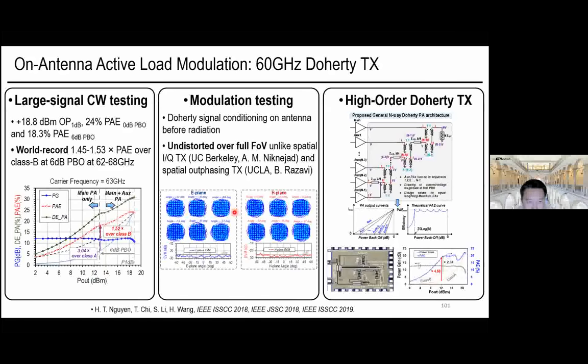It also supports very high speed modulation, and the modulation is undistorted over a wide field of view because everything is combined on the antenna and radiated out. That's why it's insensitive to the field of view. The work can be further extended to high-order Doherty on the antenna. It was published later at ISSCC 2019.